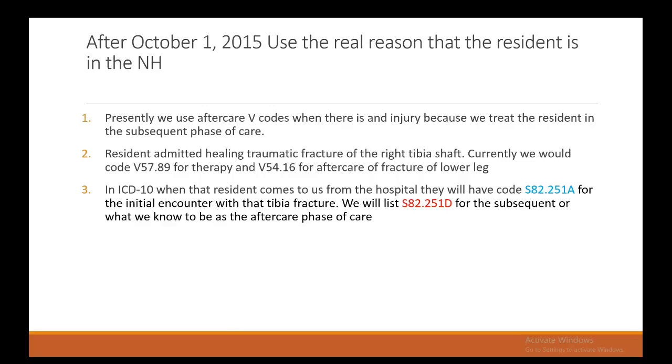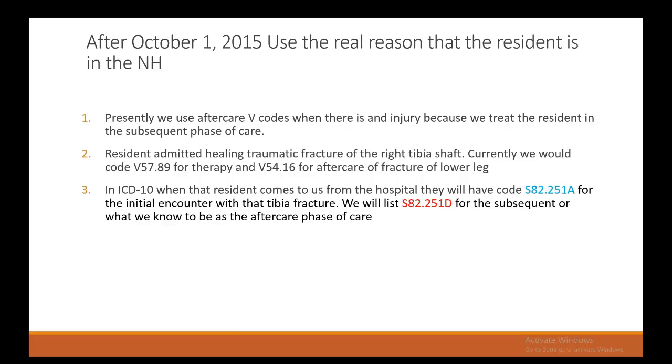You all know presently we use aftercare V codes when there's an injury, because we treat the resident in a subsequent phase of care. Let's say we have a resident admitted for a healing traumatic fracture of the tibia shaft. Currently, we would code our V57.89 for the therapy, and we would code V54.16 for that fracture of the lower leg.